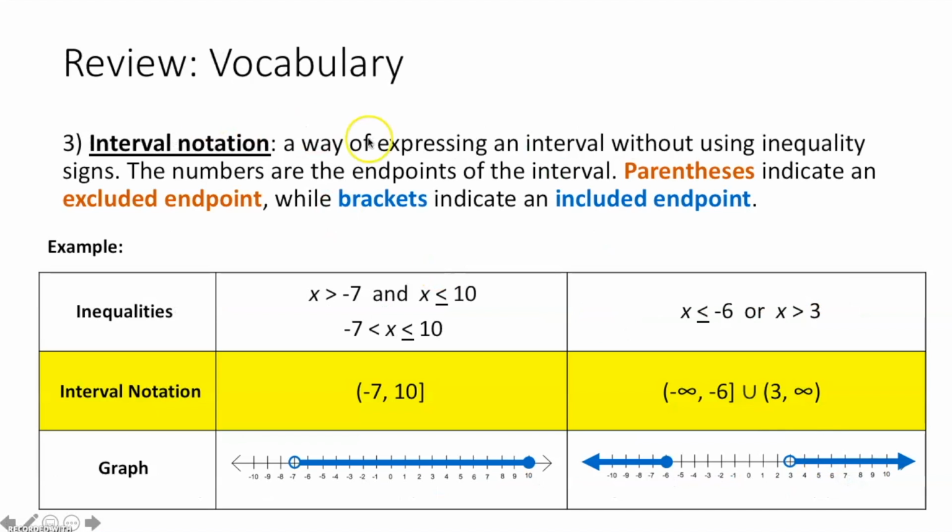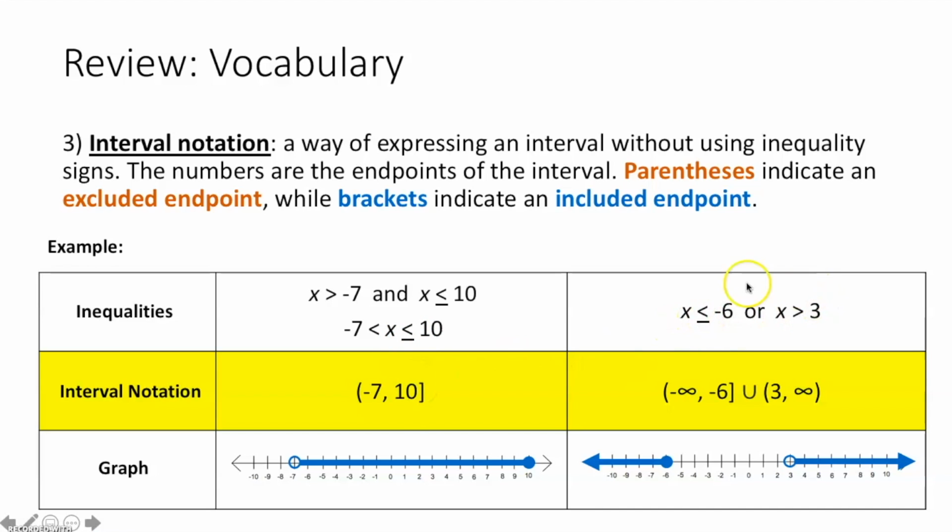Let's also review interval notation. That's a way of expressing an interval without using inequality signs. The numbers are the endpoints of the interval. Parentheses indicate an excluded endpoint while brackets indicate an included endpoint. So here you can see, if we're looking at our and compound inequality here, -7 is less than x, which is less than or equal to 10. So we want everything on that interval from -7 to 10, where 10 is included and -7 is not. So the way we write that in interval notation is we put a parenthesis because that indicates an excluded endpoint, and -7 is excluded because there's no equal sign. So we put a parenthesis, a -7, then a comma, then a 10 because that's our upper endpoint. And since 10 has an equal sign right here, we're going to make it included. So we're going to put a bracket.